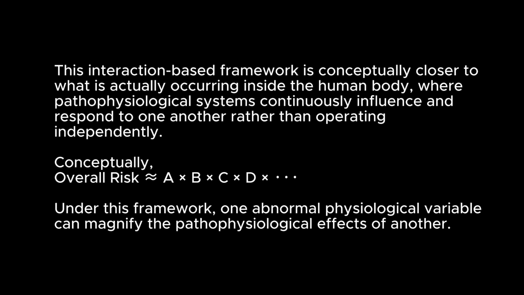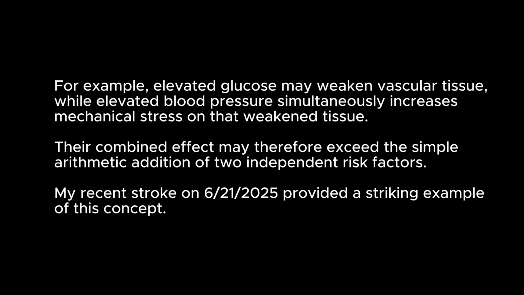Conceptually, overall risk approximately equals A times B times C times D times so on. Under this framework, one abnormal physiological variable can magnify the pathophysiological effects of another. For example, elevated glucose may weaken vascular tissue, while elevated blood pressure simultaneously increases mechanical stress on that weakened tissue. Their combined effect may therefore exceed the simple arithmetic addition of two independent risk factors.